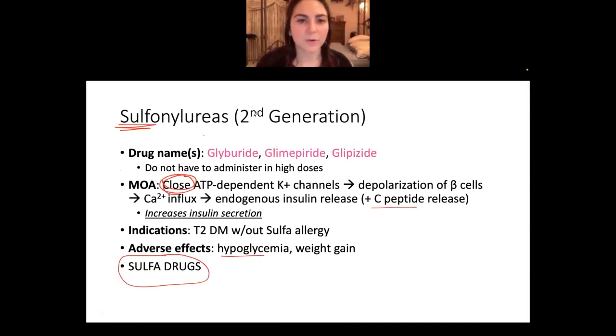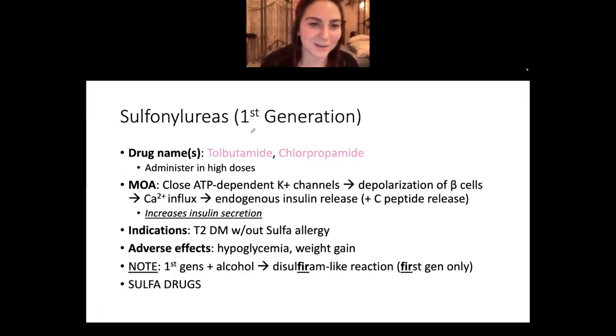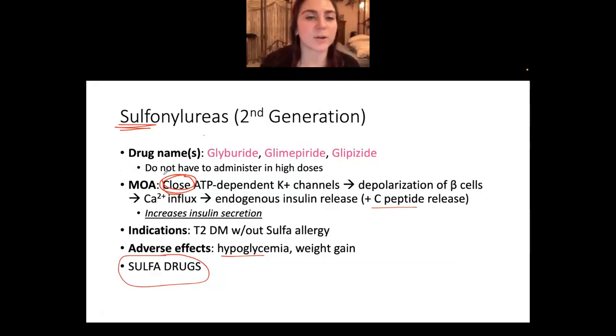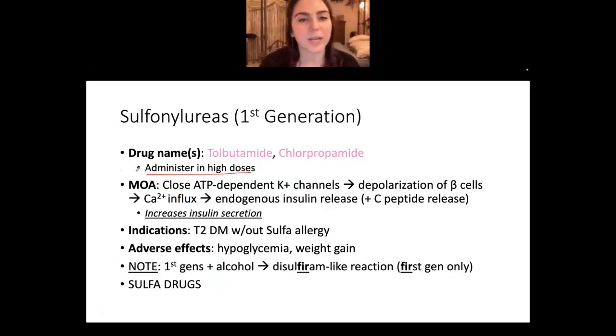I want to go back to the first generation ones. I skipped right over those. I was like, oh yeah, second generation, maybe the first generations are later. I mean, they act the same. The main difference between the two is your first generation sulfonylureas you have to administer in high doses. So tolbutamide and chlorpropamide are your first gen sulfonylureas. You have to give them in high doses. Your second gens, you do not have to administer in high doses.